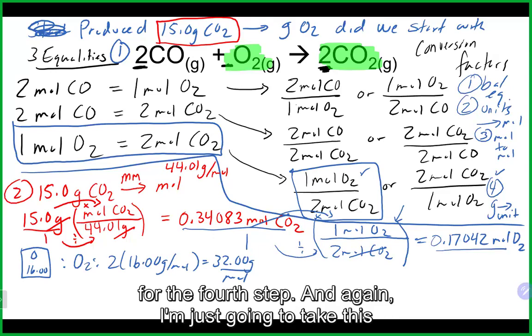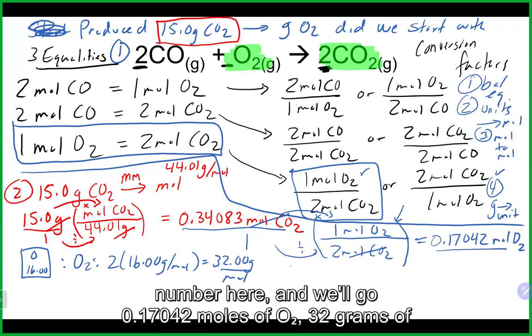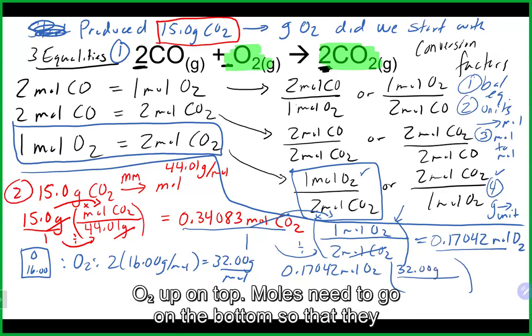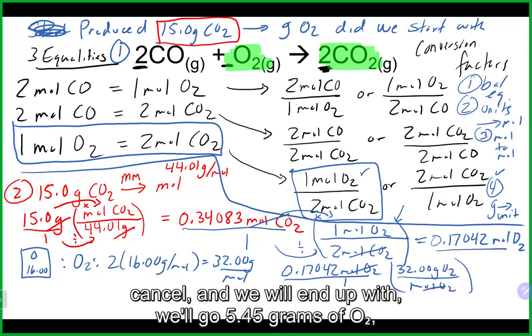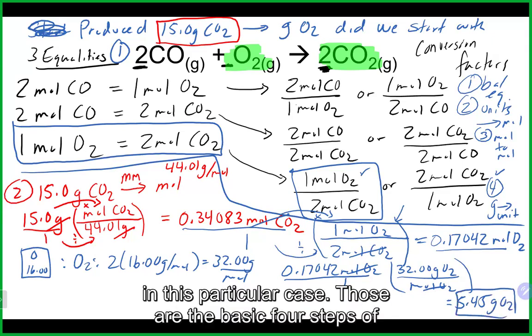And again, I'm just going to take this number here and we'll go 0.17042 moles of O2, 32 grams of O2 up on top. Moles need to go on the bottom so that they cancel. Again, that is still up on top, and those moles will cancel. And we will end up with 5.45 grams of O2 in this particular case.